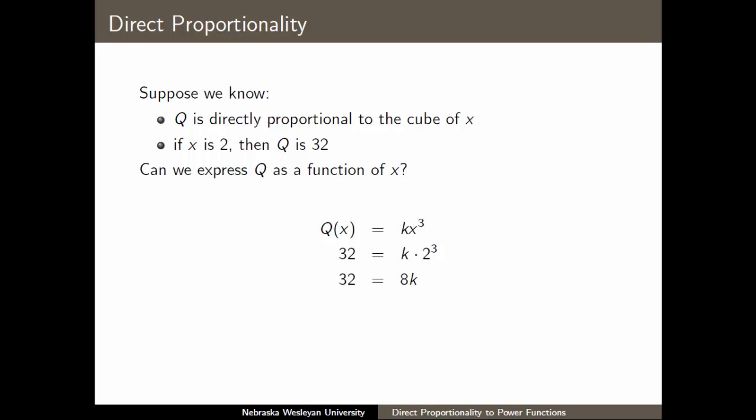So we have 32 is equal to 8 times k, and then dividing both sides by 8 gives us that k is 4. This lets us go back and completely specify the function, that q of x is actually 4 times x cubed. As a direct proportion, q is 4 times as big as the cube of x.